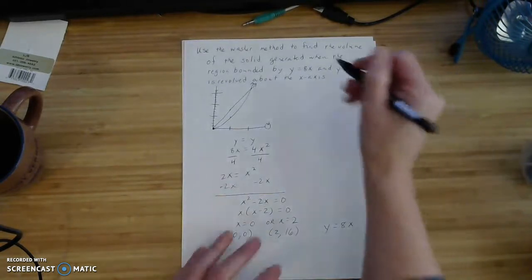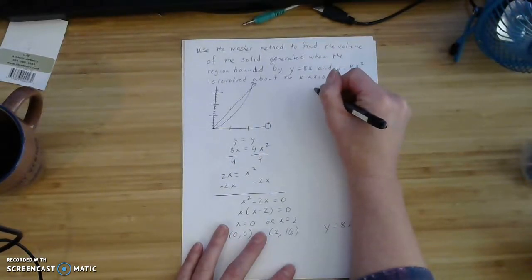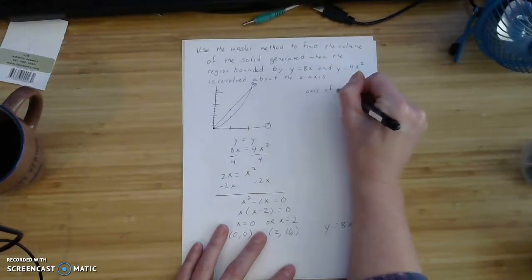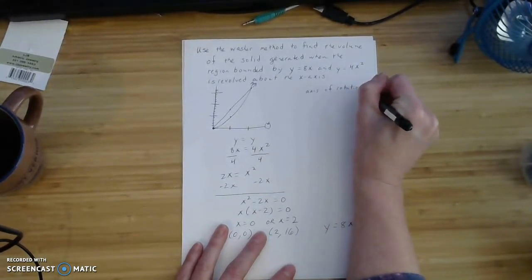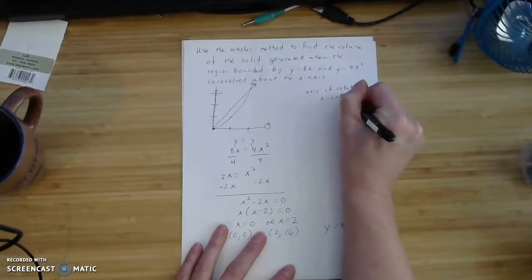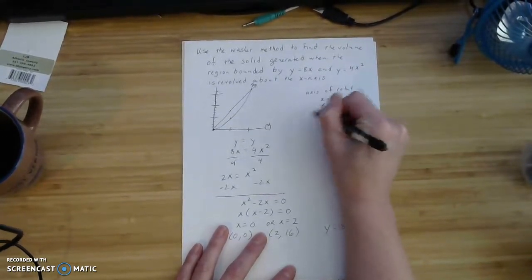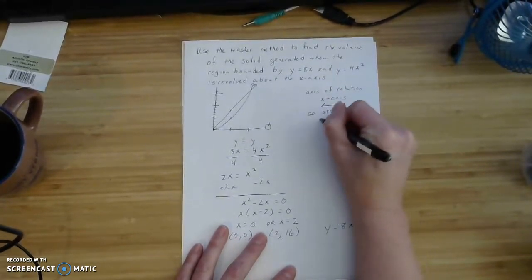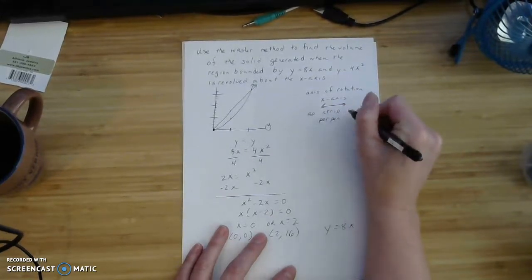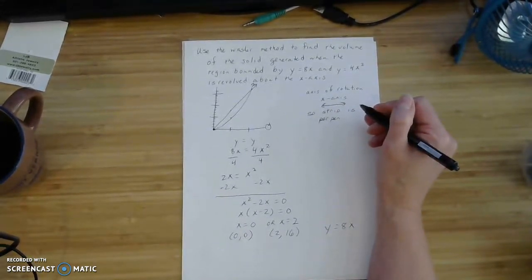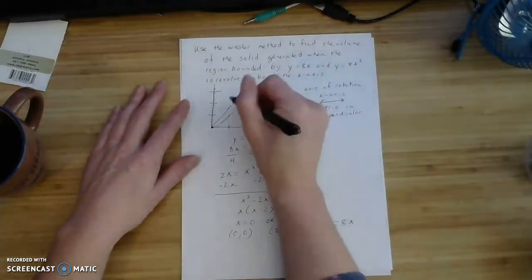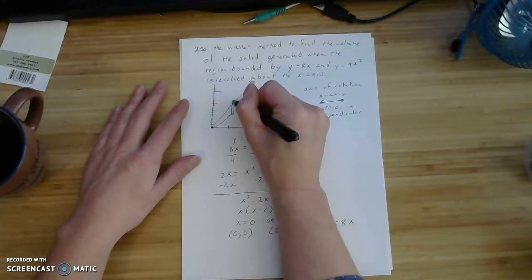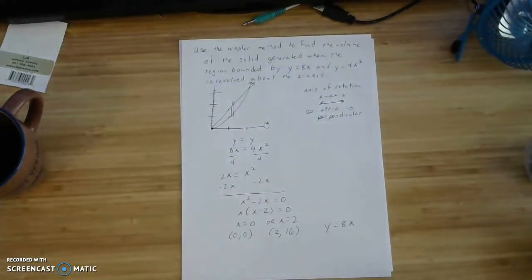For the washer method, I need to make the strip perpendicular to the axis of rotation. So the axis of rotation, in this case, is going to be the x-axis, which, as you know, goes horizontally. So the strip runs perpendicular, and that's going to be running vertically. By that I mean I'm just going to come over here and literally draw a strip, like a rectangular box somewhere about halfway across.